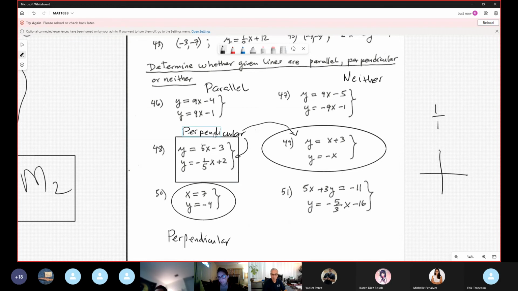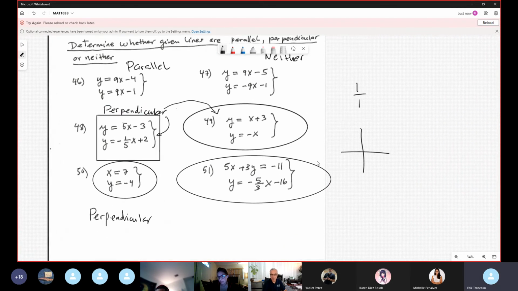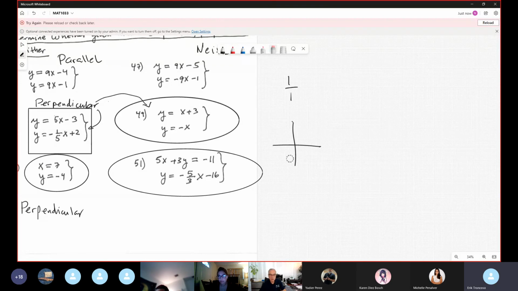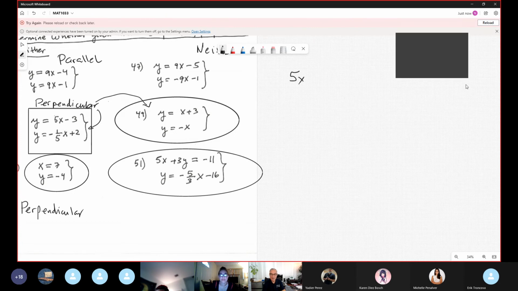What about 51? 51 is a little bit tricky. Neither. Oh, no. Neither. I don't know. Let me try. The problem is that it's not obvious, because one equation is expressed in standard form. Okay, the 51 problem, by the way, is the last. The first equation is expressed in standard form.